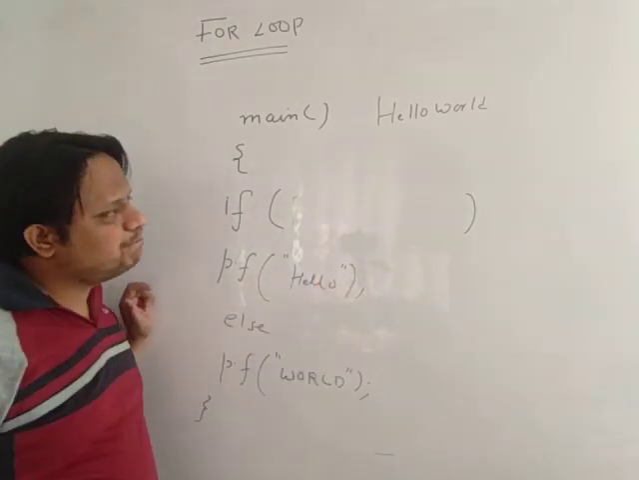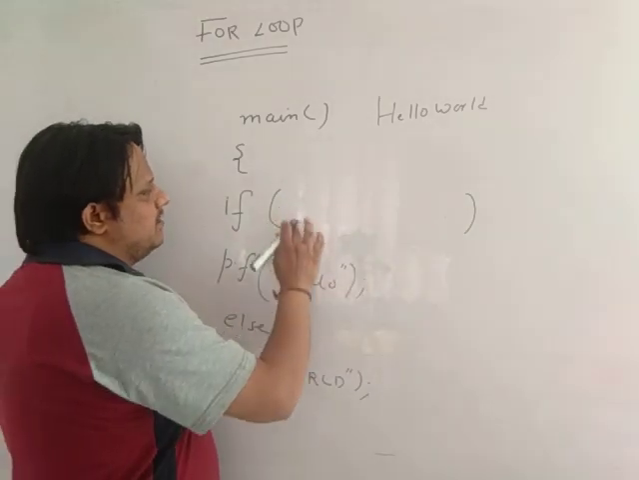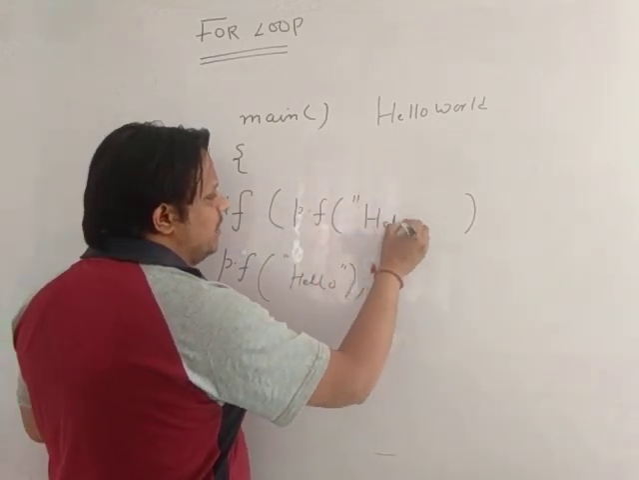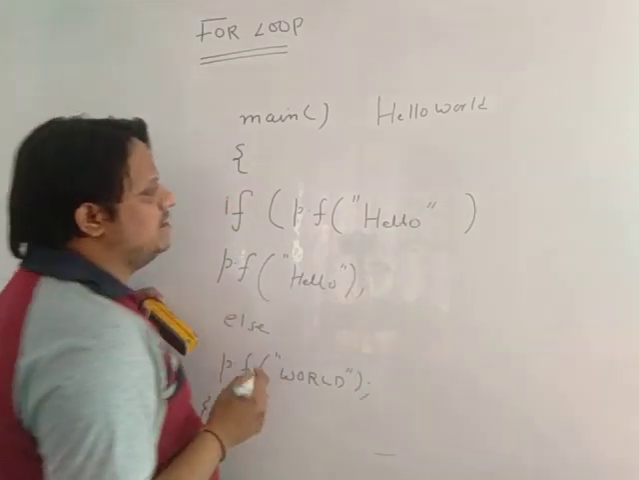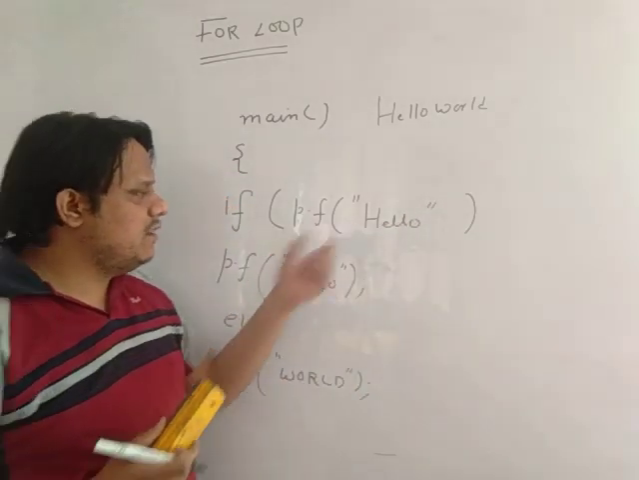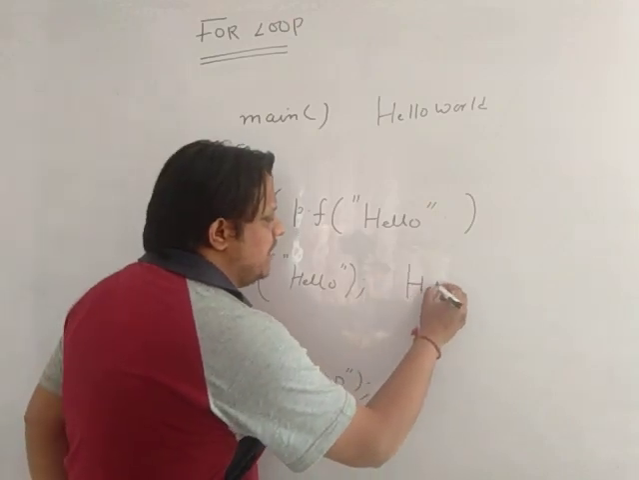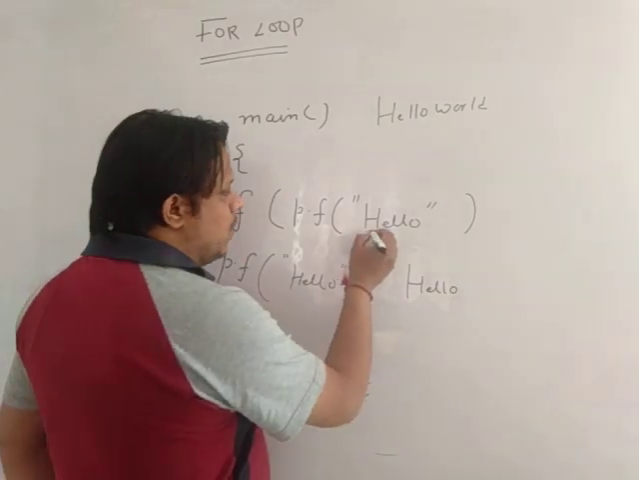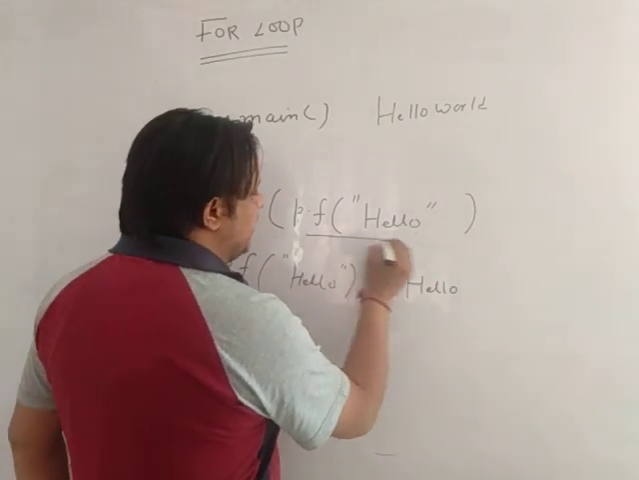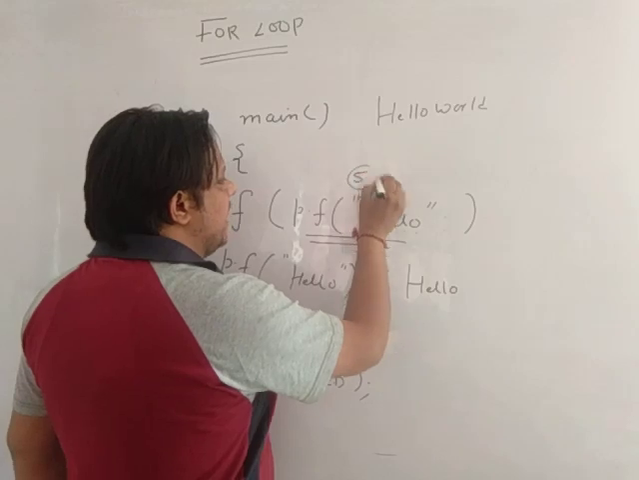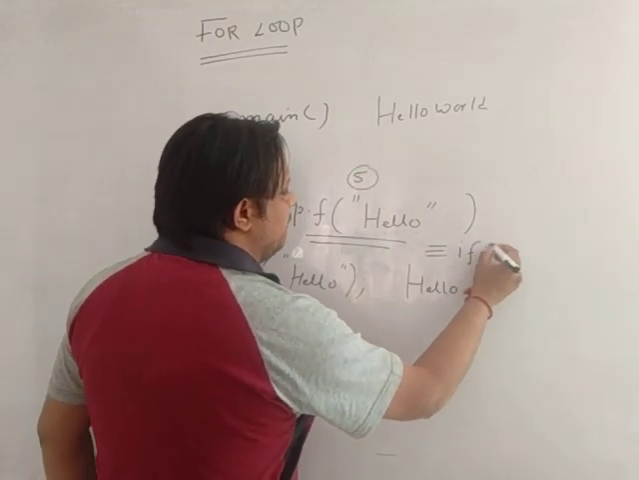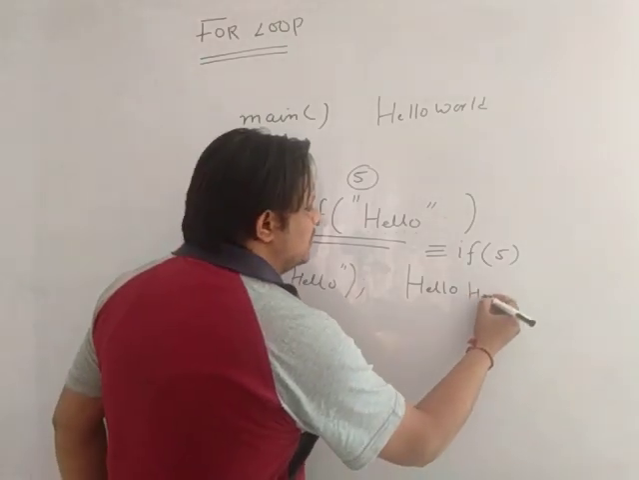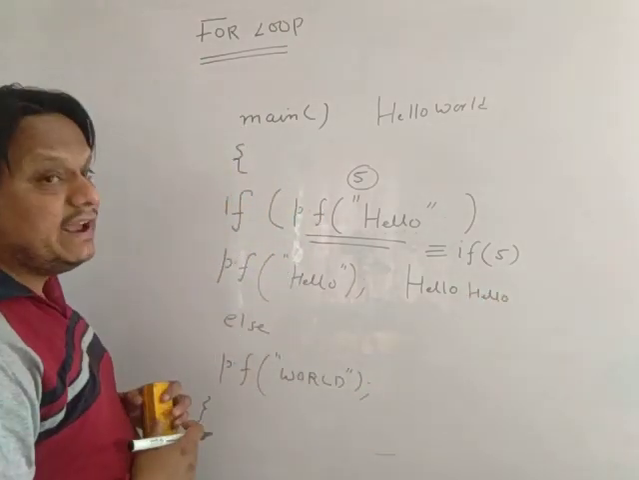Can you think? Now let's suppose I write printf hello inside the if. What it does is print hello, right? After printing hello, printf returns the number of characters. How many characters? 1 2 3 4 5. So this printf internally returns 5 and the expression changes to if 5. The condition is true, so again it will print hello. So the answer of this code is hello hello, but not hello world, right?